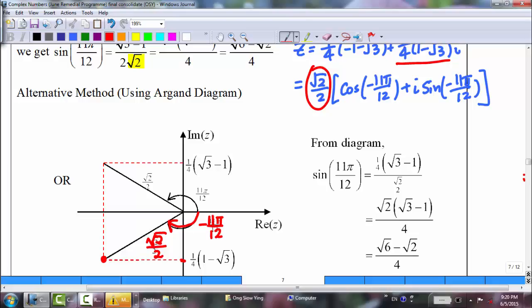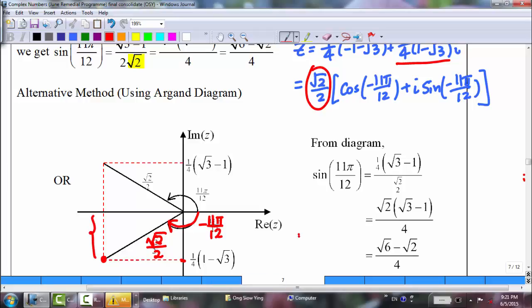Okay, so now, if you look at it, if I can find this angle, or actually you need to find this angle. If you look at it, you want to find sine of 11 pi by 12 in the second quadrant. Sine is opposite over hypotenuse, where opposite is just this. Hypotenuse is actually this side, root 2 over 2.